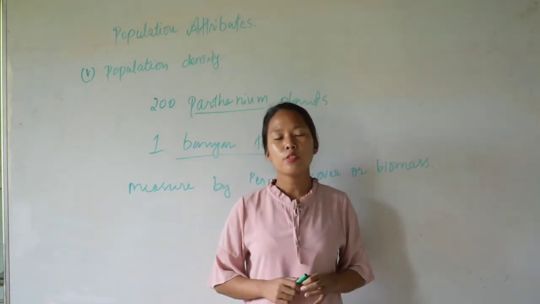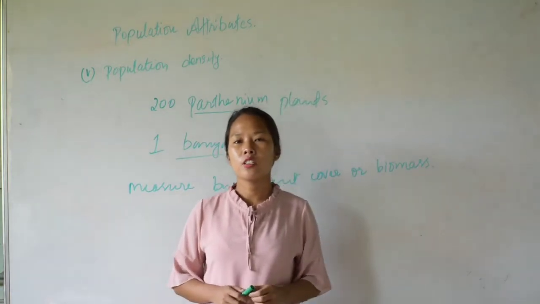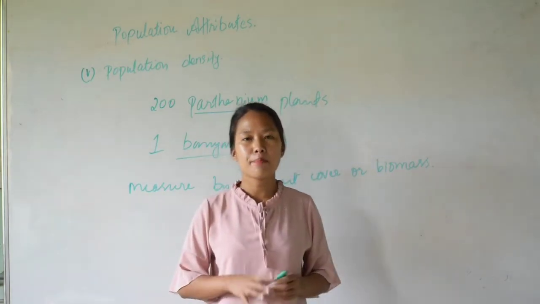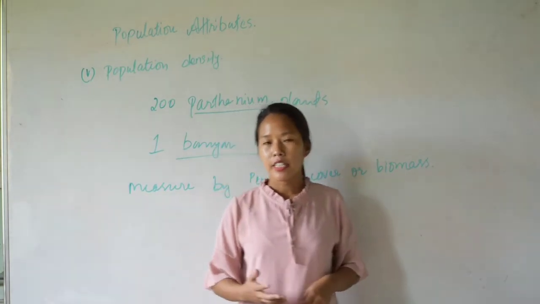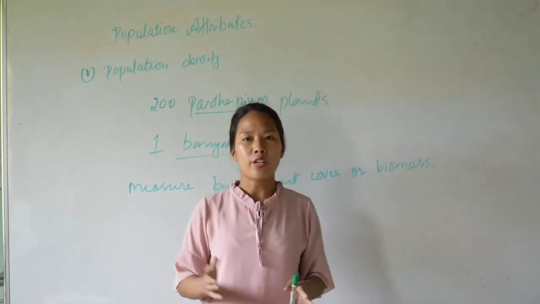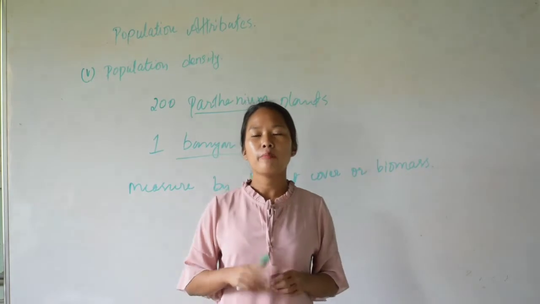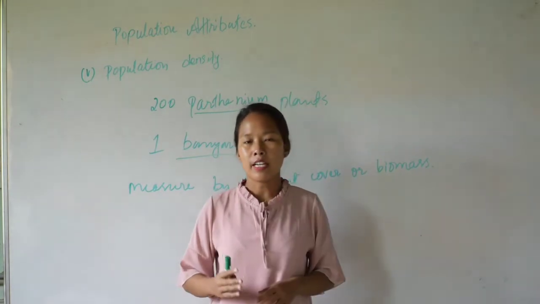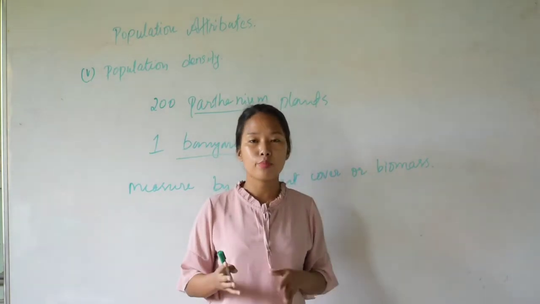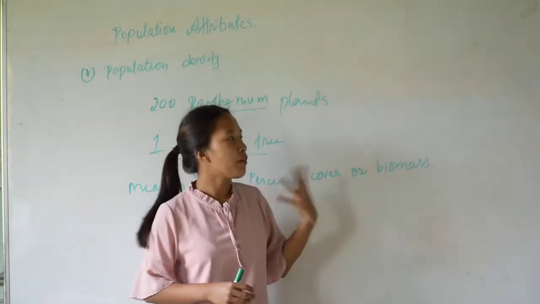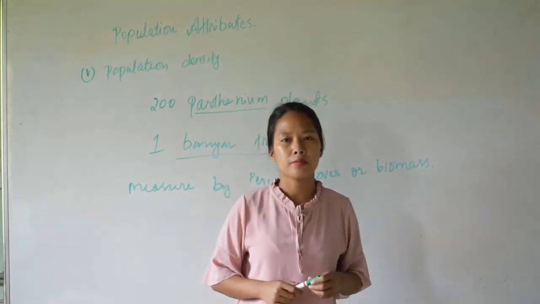Example, if we want to calculate the number of fishes in a lake, then we can measure the population density by taking the number of fishes caught per trap. And even the tiger census is often based on the pug marks and fecal pellets, their footprints or their excreta. So these are some of the attributes of population.